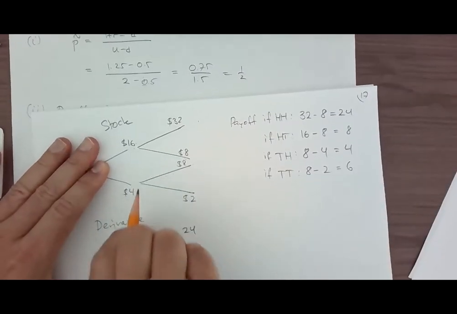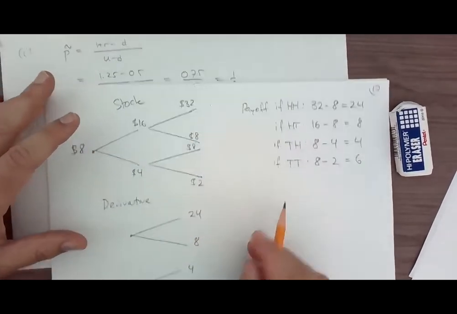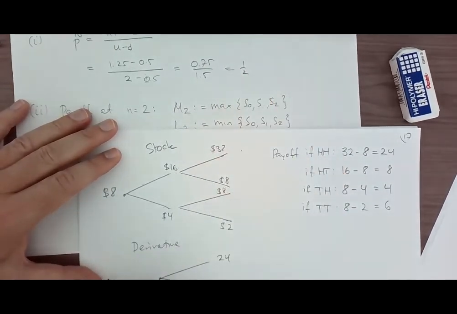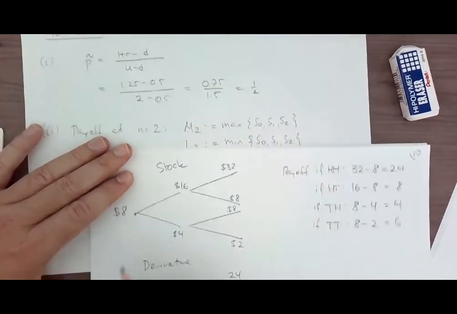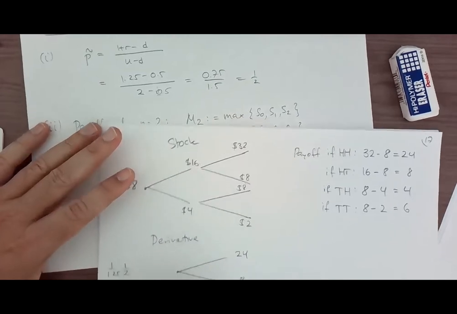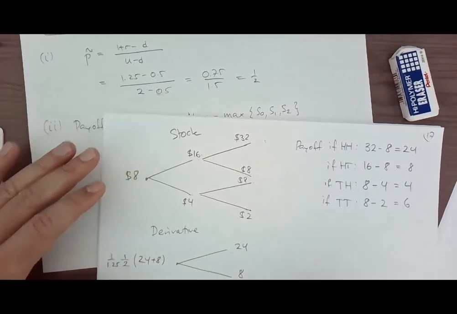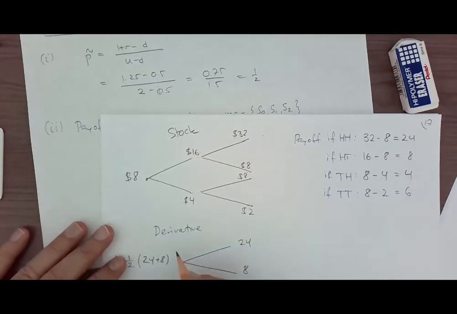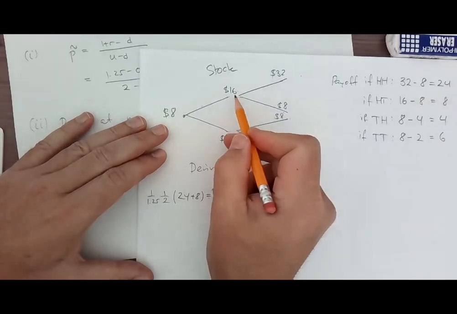So let's write out what the value is. Well, we take the average. The risk neutral probability is 1/2. So we take half here. We need the interest rate, 25%. So this is 1/1.25. And then we add up 24 and 8. And this becomes, if my calculations are right, 12.8. So that was the value we have in that node.